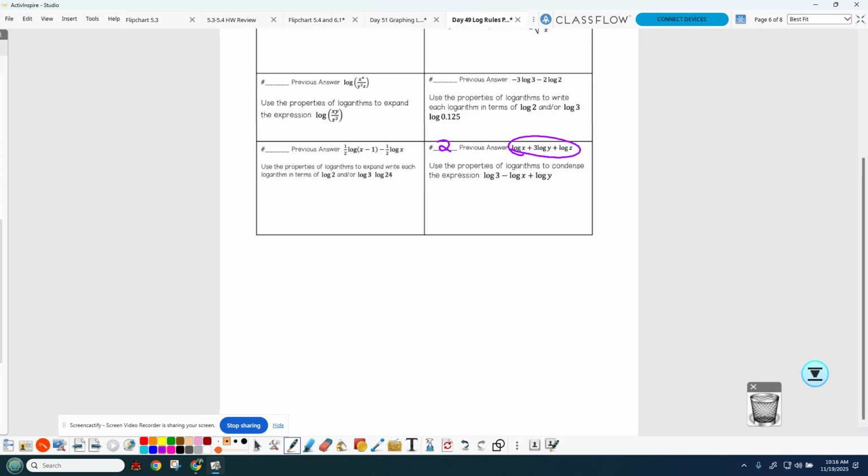Okay, now we gotta go the other way and squish it together. So Kevin, this subtraction right here, what does that mean? Divide. Divide. So it's 3 divided by x, but I got more stuff. What does that plus mean? Multiply. So it's log of 3y divided by x.